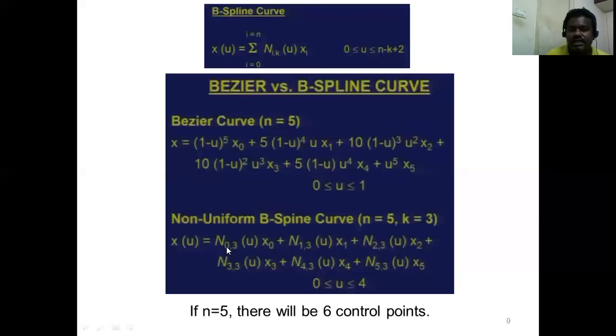The calculation of the coefficients N03, N13 is very, very difficult. Supposing you want to find out N13, this is an example case. For finding out N13, you may require the value of N43, or probably N23 or N33. Any value may be required to calculate this value.